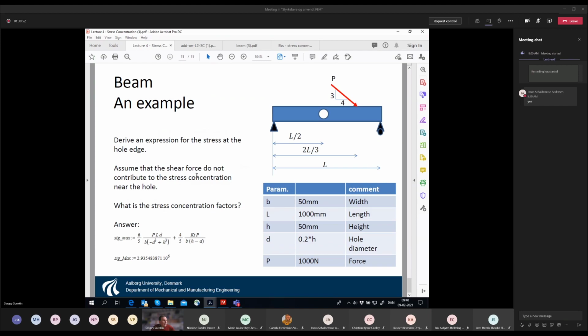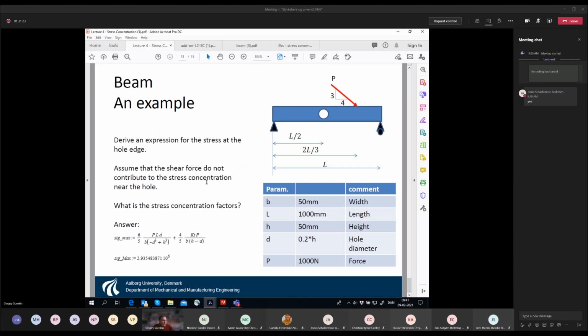So now let's take the example, and this example I just want to take with you together, because you also have 3 exercises after the lecture. But let's just take this example together, because it will probably be helpful also to refresh for you the fundamentals of mechanics of materials.